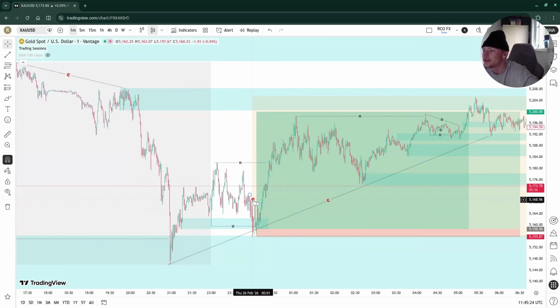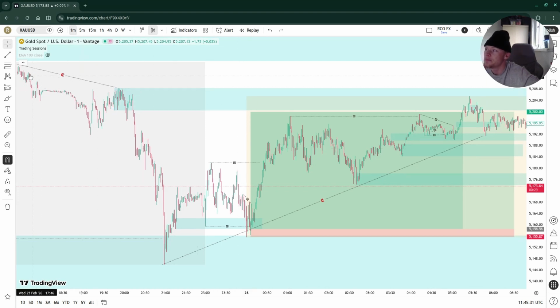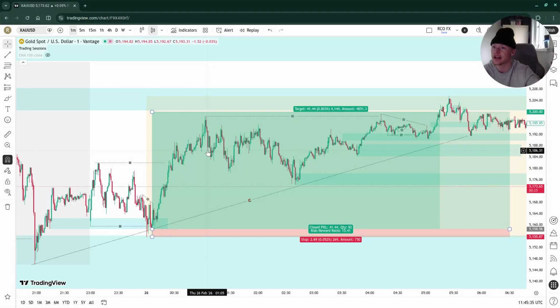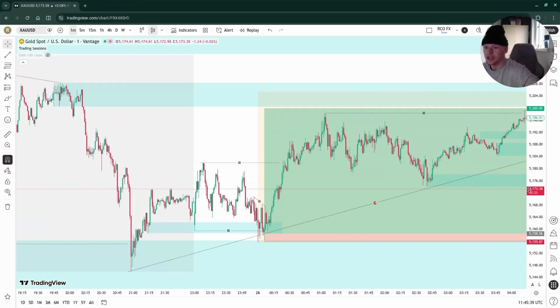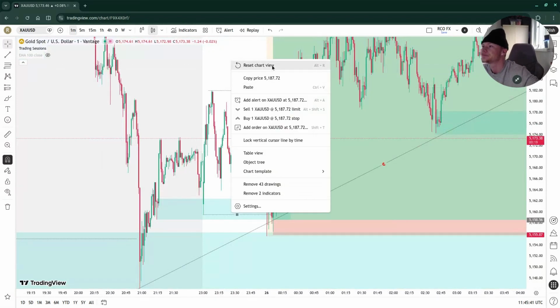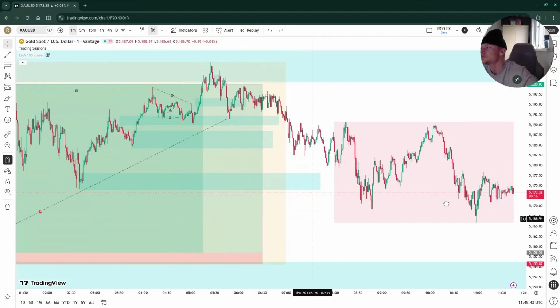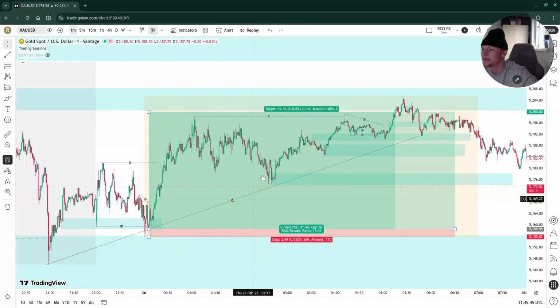So we took out the liquidity here, as we expected. We took out the liquidity here. We expected price to come up to this zone. I still expect price to go up to that zone. We're just waiting to get in another position. So price then kind of filled the imbalance.